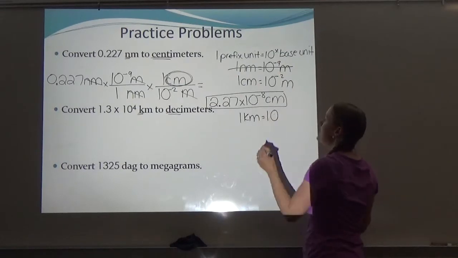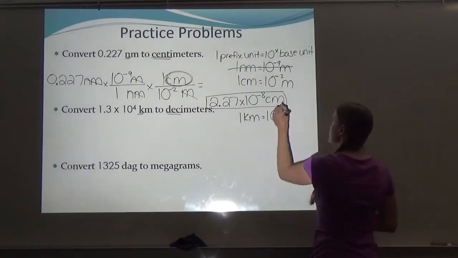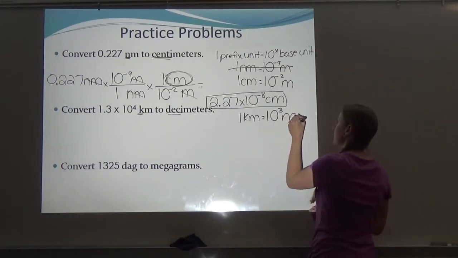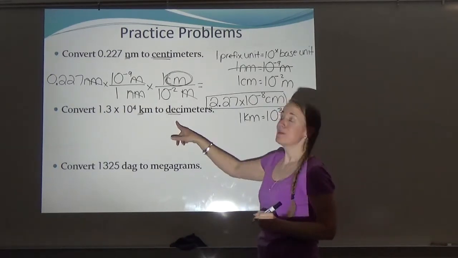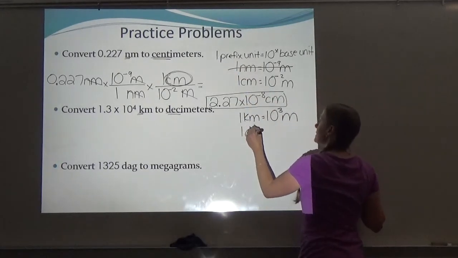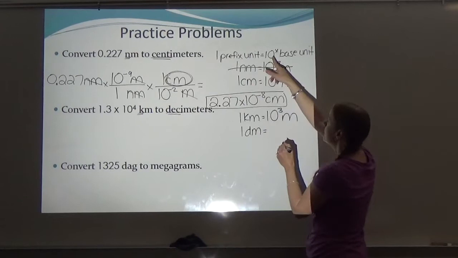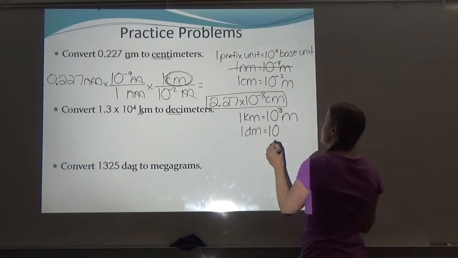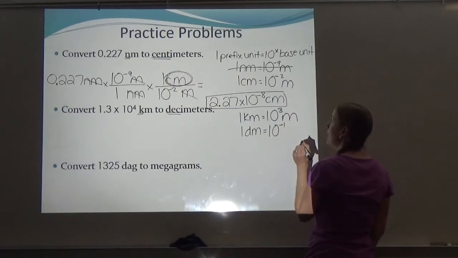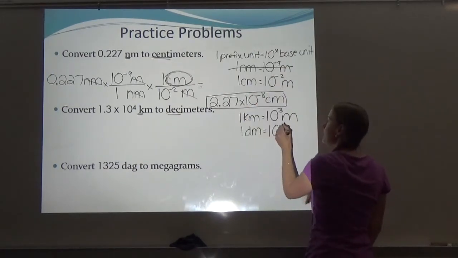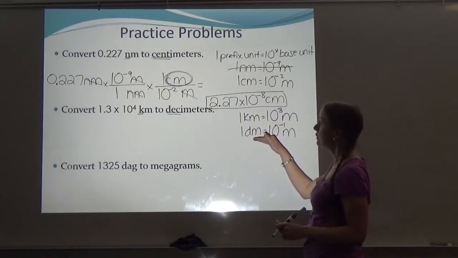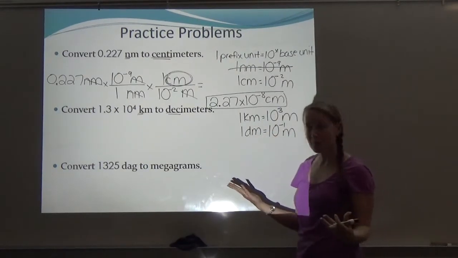So my power of 10 for kilo on your prefix sheet is 3, and the base unit for kilometers is meters. So now I have to worry about my decimeters. So 1 prefix unit, or 1 decimeter, equals 10 to the x base unit. So your power of 10 for deci on your prefix sheet is negative 1, and the base unit for decimeters is meters. So now I have my 2 conversion factors, so I'm ready to start my problem.